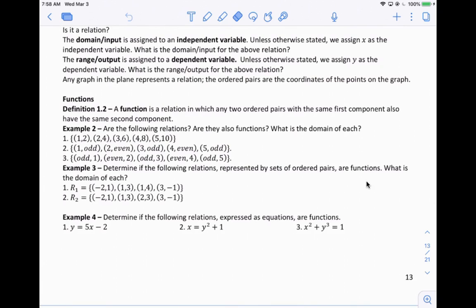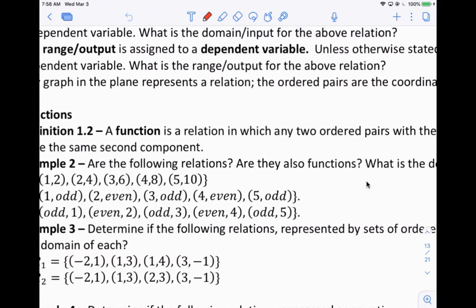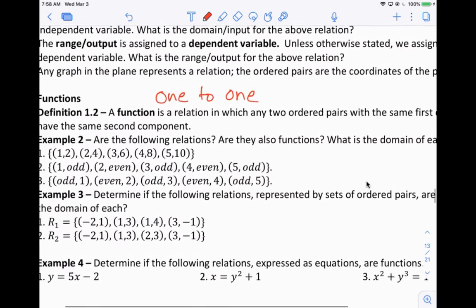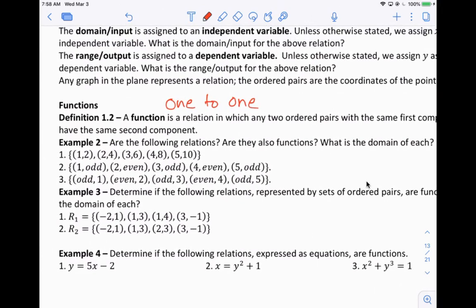Now, a relation is a function if it fits a couple of criteria. A function has to be what we call 1 to 1. We're going to go ahead and write that down. 1 to 1. Not the number 2, but 1 to 1. Basically, what it means is for every input you have only one output. Now, they can have the same output. That's okay, but you can't have one input, one independent variable, one x, going to two different dependent variables, two different outputs.